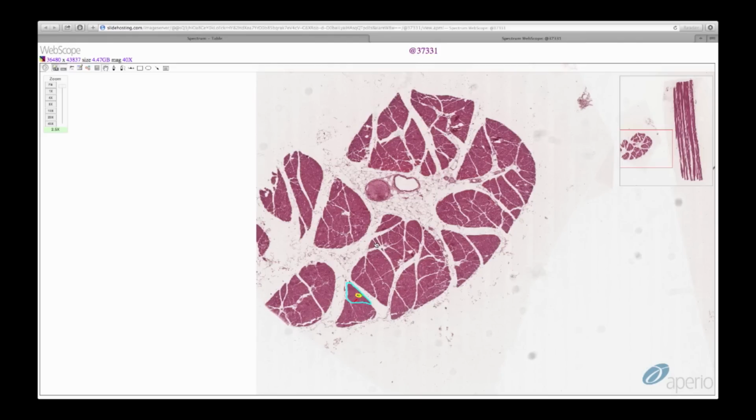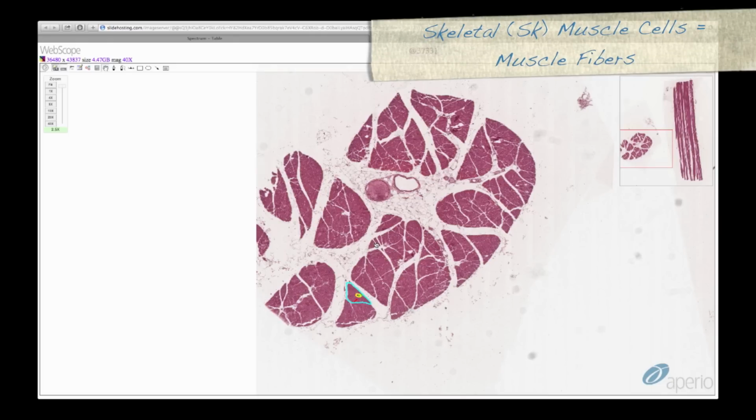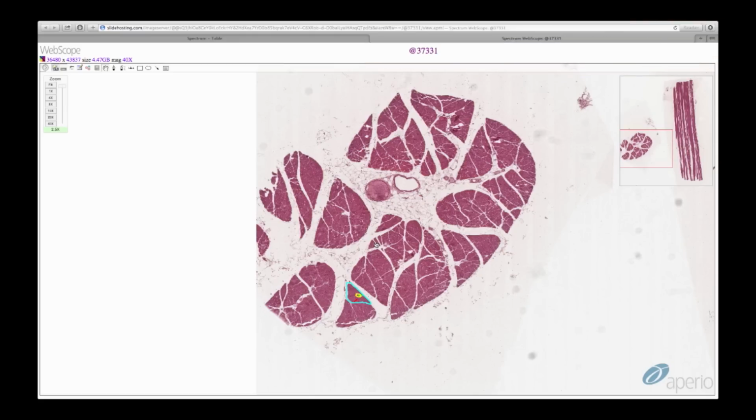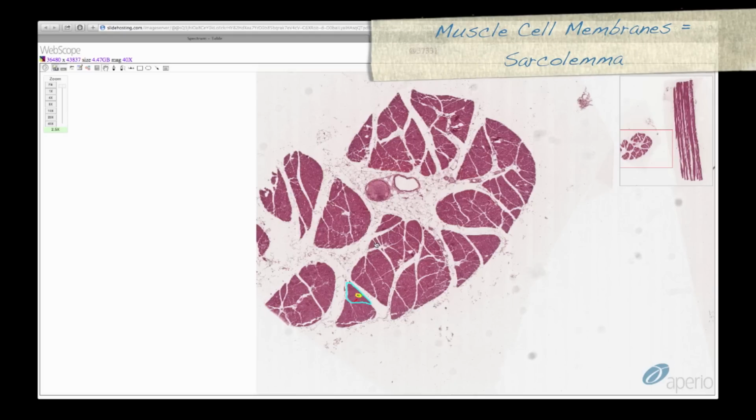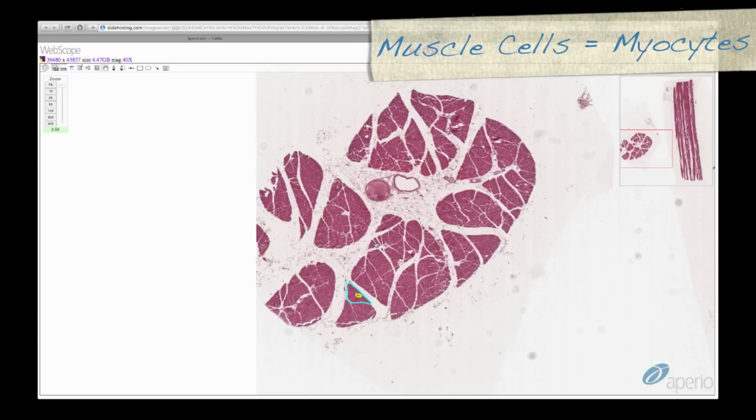Before we begin to identify structures, I would like to clarify the terminology I will be using. Skeletal muscle cells are commonly referred to as muscle fibers, so understand that these terms can be used interchangeably. Muscle cell membranes are often called the sarcolemma as well. Lastly, muscle cells may be referred to as myocytes.